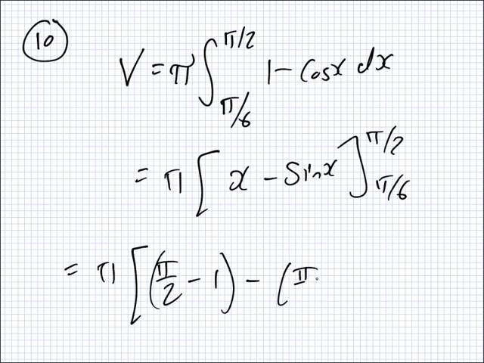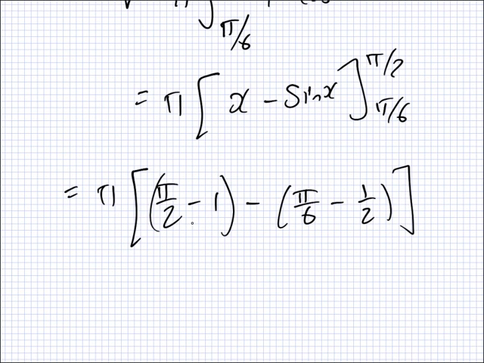Minus pi over 6 minus sine pi over 6, which is 1 over 2. So what's a half pi minus a sixth pi? 1/3 pi. And then multiply by pi, which gives pi squared over 3. Minus 1 plus a half is minus a half. Minus pi over 2.